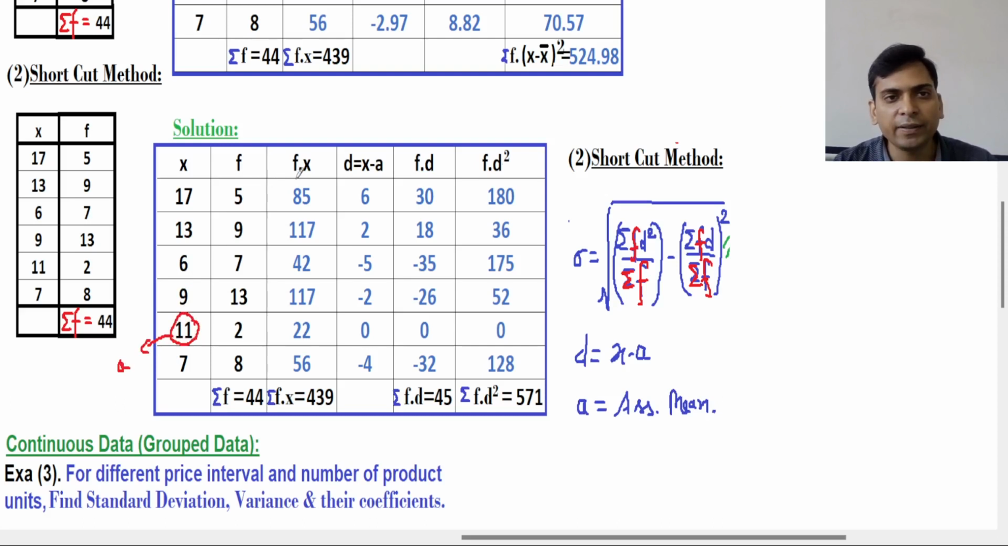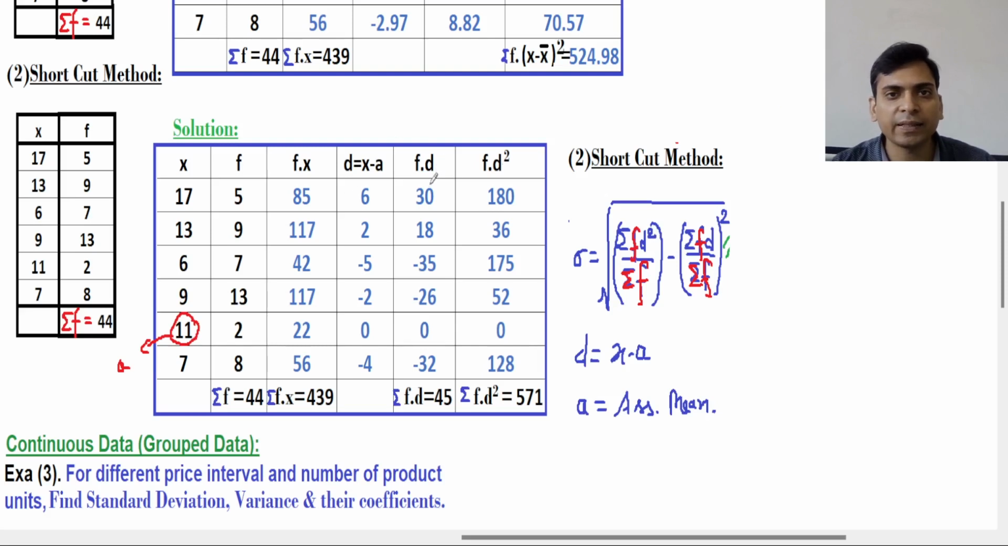So now we will find D. D equals X minus A. X is 17, A is 11. So 17 minus 11 is 6. 13 minus 11 is 2. 6 minus 11 is minus 5. In that way, we have this D column, and your requirement is the D square column, then the F into D column, then the F into D square column.